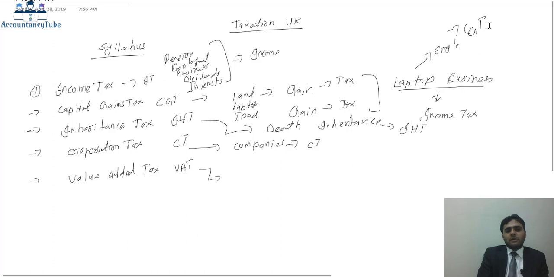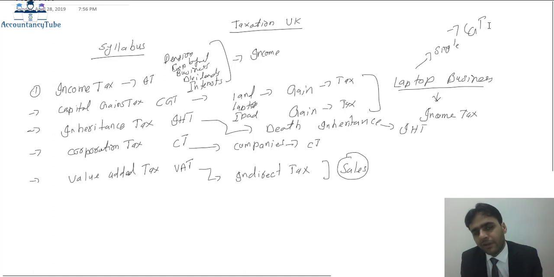Value added tax is the only type of indirect tax. The rest of them were direct taxes. It is an indirect tax and it is paid on sales. So if you go to a fuel station, for example, to put some fuel, then that fuel station is charging some VAT as well. Now they are charging the VAT, but they are not keeping it in their own pocket. They are giving it to HMRC. So you are not paying it directly to HMRC, but it is eventually going into the pocket of HMRC.